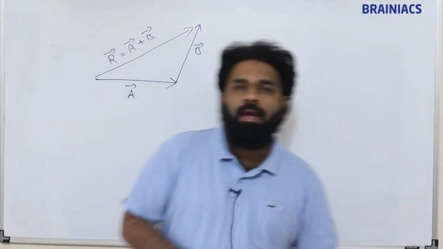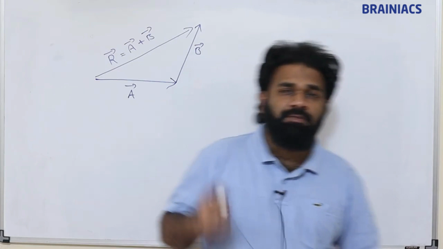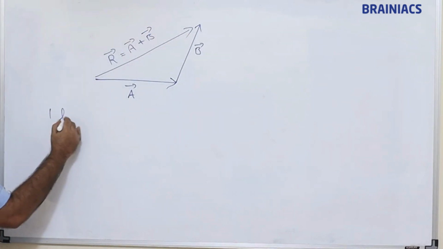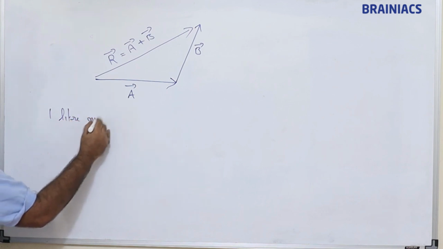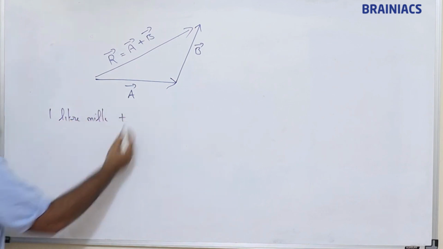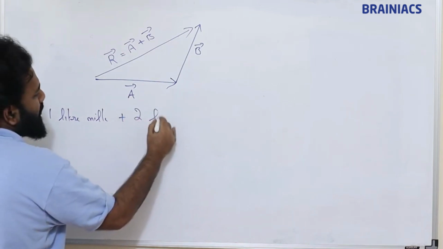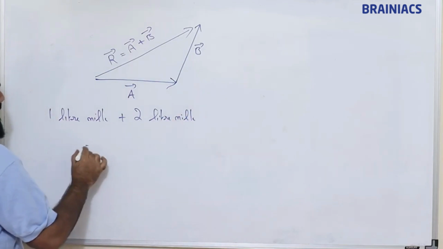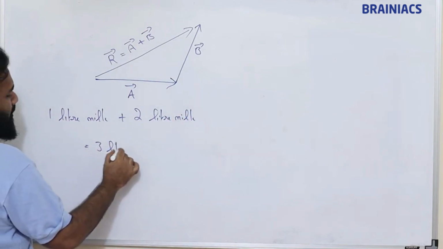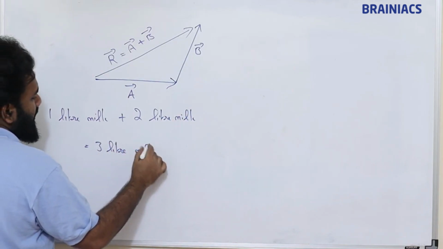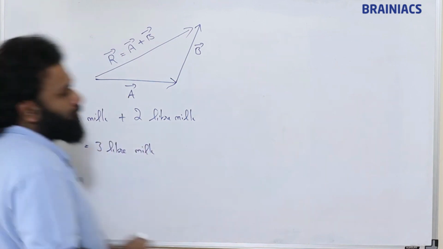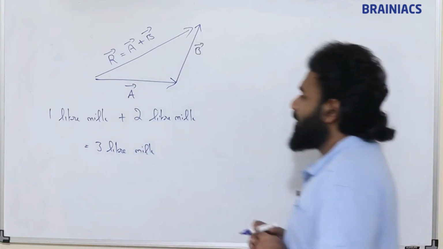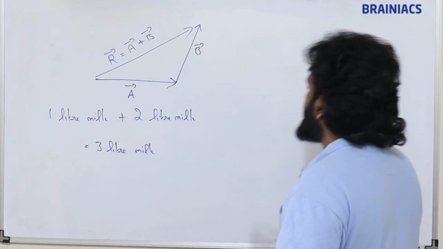So when we add scalars, say for example, 1 liter milk plus 2 liter milk, this is equal to what? 3 liter milk. This is always going to give us a unique answer, nothing but 3 liter milk.